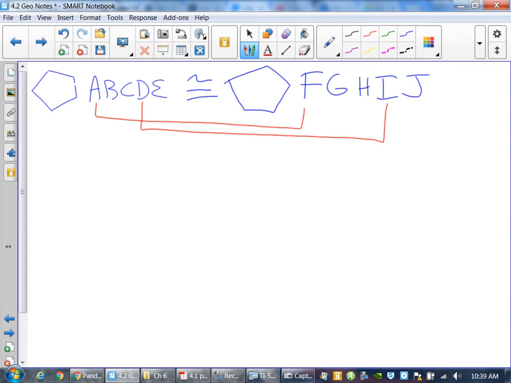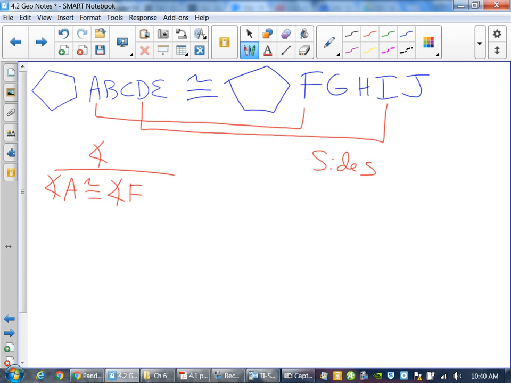So what you can come up with here is what's called a congruency statement. A congruency statement is when you list out all the angles that are congruent and then the sides that are congruent. So I can say that angle A is congruent to which angle? F.